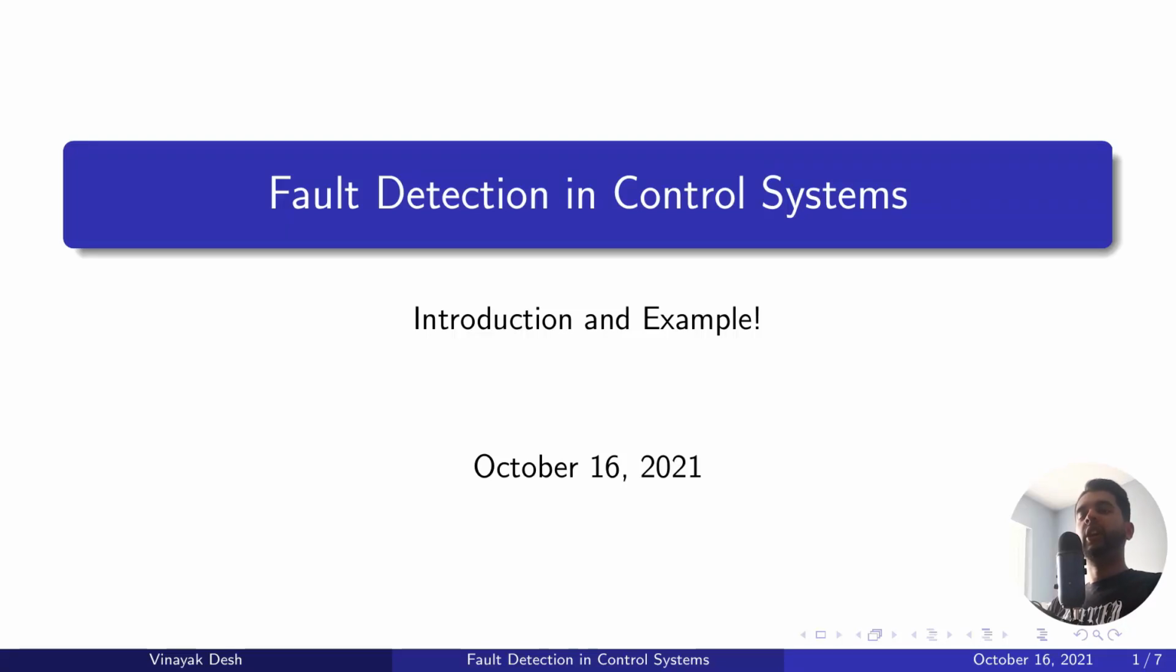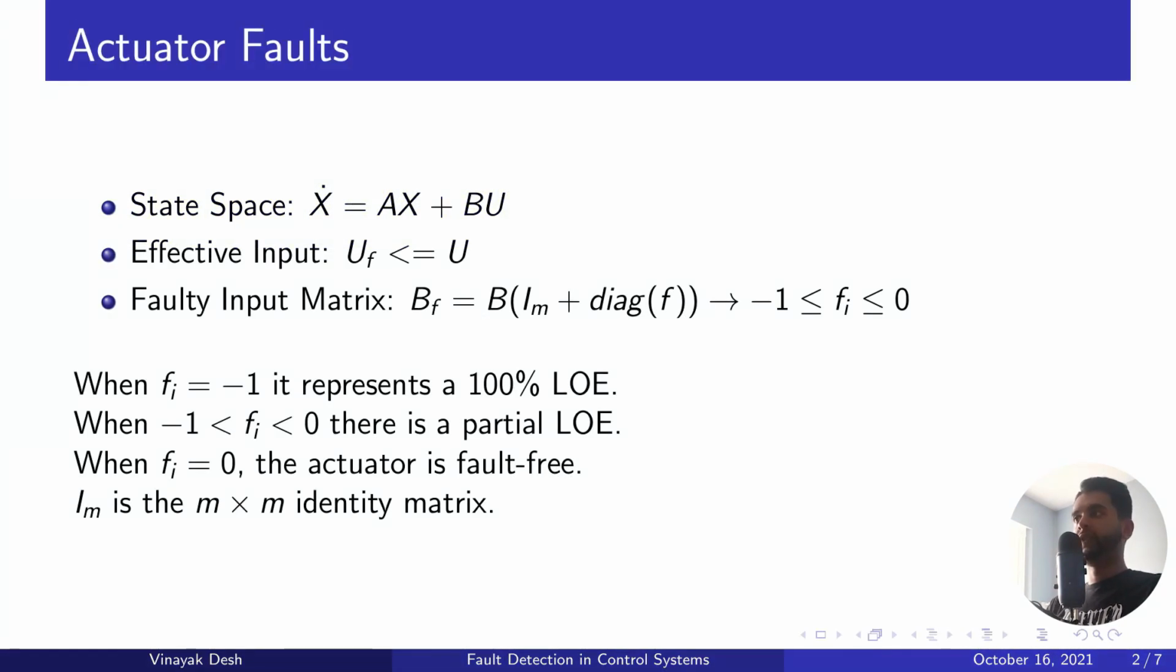Welcome to a new video on fault detection and control system design. So if you look at our control systems in all the videos I've done on my channel so far, they're based on linear control systems, which can be represented in a state space form like this. X dot is equal to AX plus BU, where your system matrix is A, the input matrix is B, the inputs are U, and the states are X.